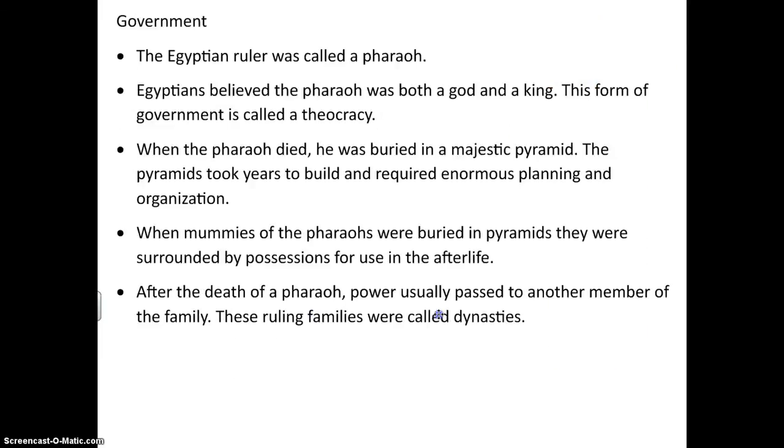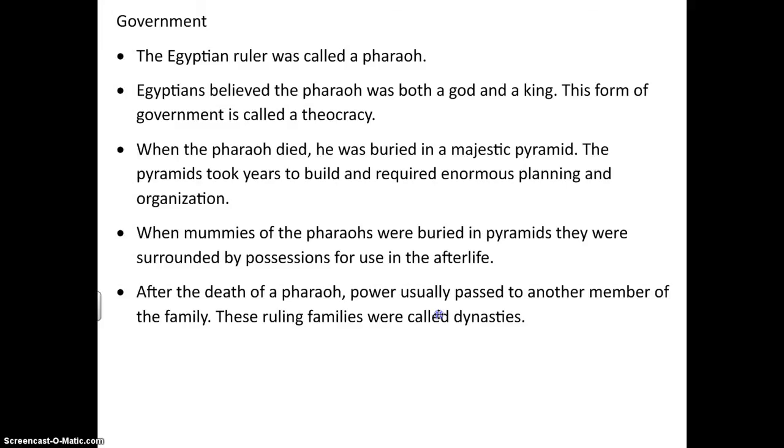The Egyptian ruler was called the pharaoh, as I've already said, and the Egyptians believed the pharaoh was both a god and king. This form of government is called a theocracy. Theo meaning god or religion, cracy meaning type of government.